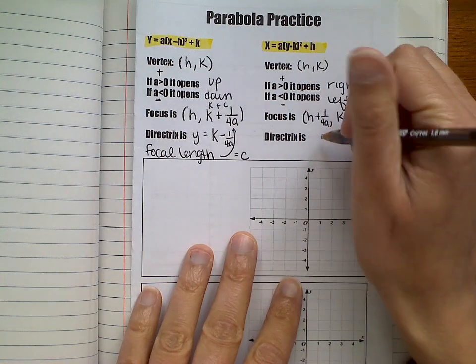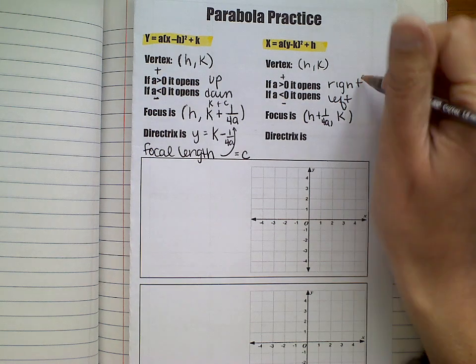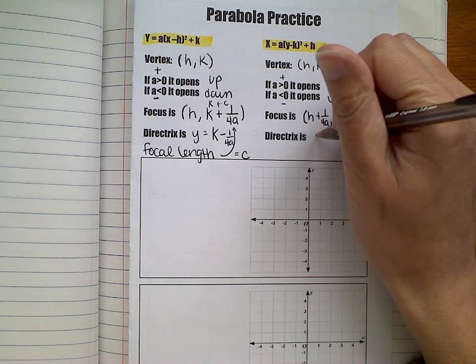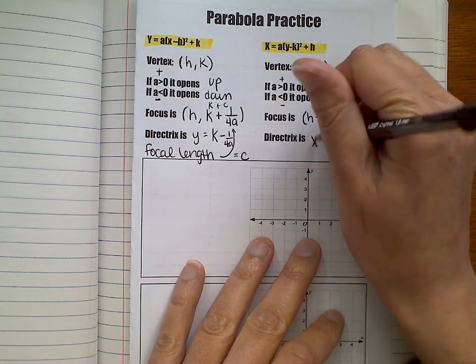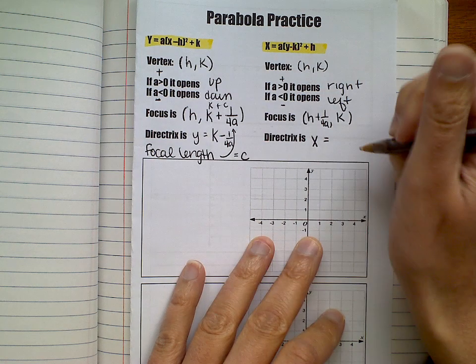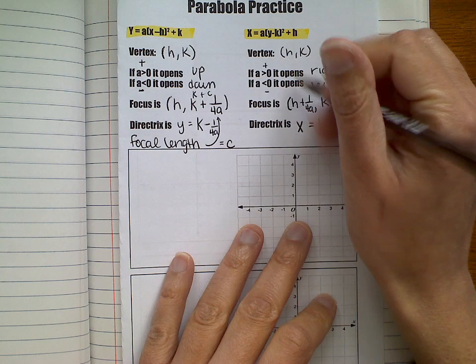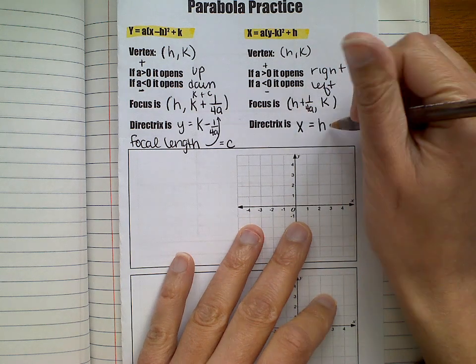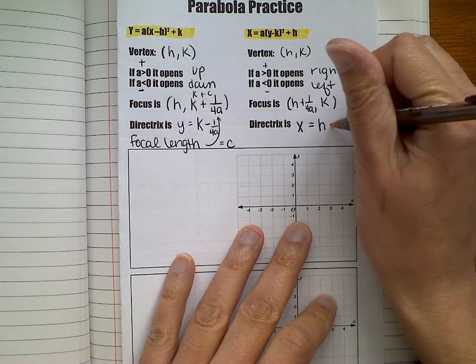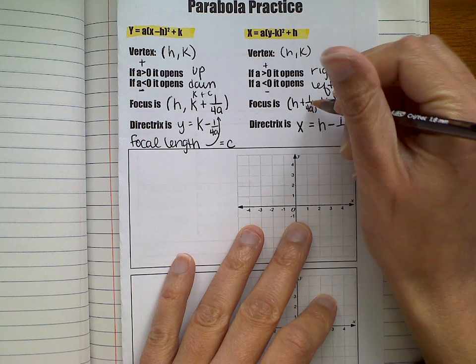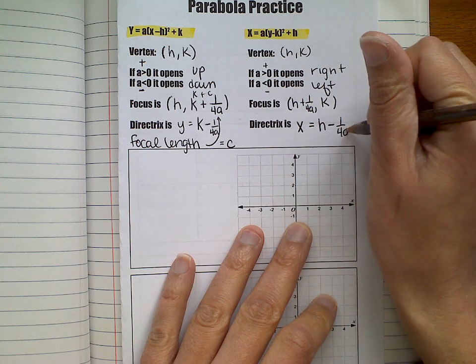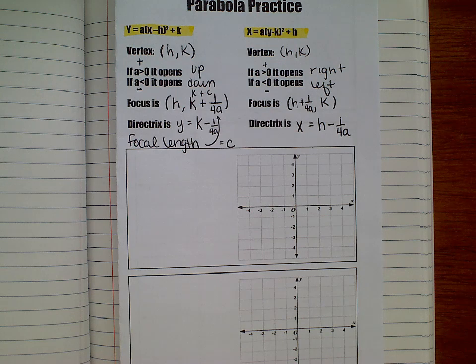And your directrix is that line, and this time, because we are pointing left or right, your line will be going up or down. So our equation will always be an x equals equation, and it's that h value, or x value of your vertex, being adjusted again by the same amount, just in the opposite direction. So that 1 over 4a, but instead of adding it, we subtract it.